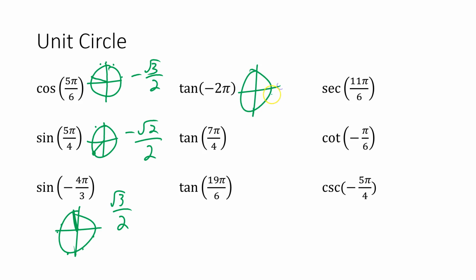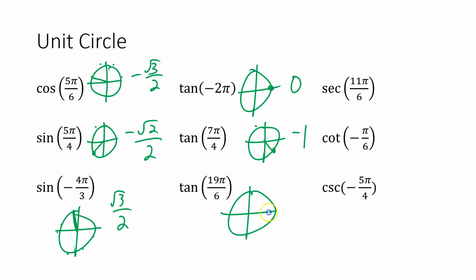Tangent of negative 2 pi. Well, negative 2 pi, it doesn't matter which direction you go, that's going to get me right back to here. That's 0. Tangent of 7 pi over 4. 1, 3, 5, 7. Right there. Tangent there is going to be some kind of 1, and because sine and cosine have different signs, it's negative 1.